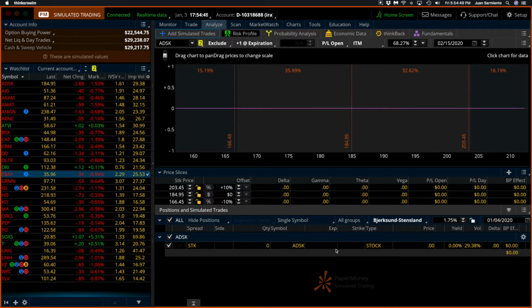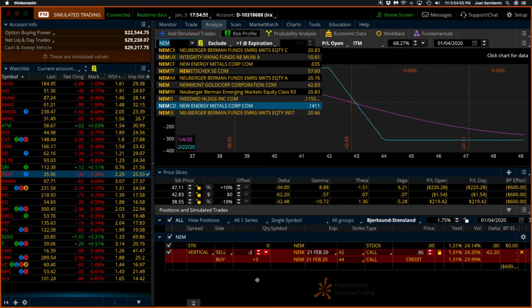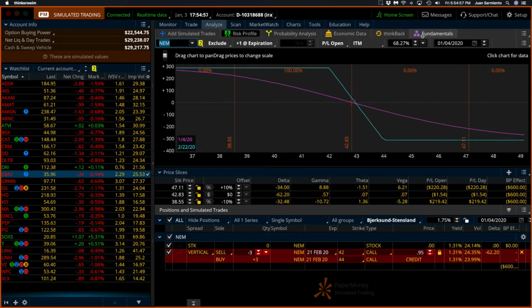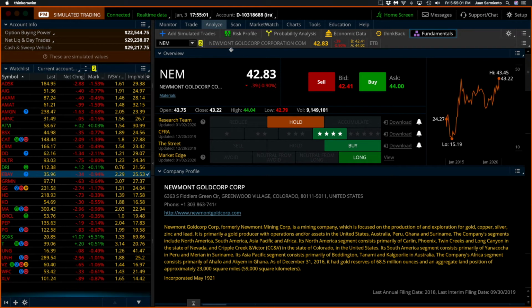The next one is NEM. By the way, if you want to see what this company is, click on the fundamentals. It now will tell you what the name of the company is and what it does. This is Newmont Gold Corp. It's a mining company, and sounds like a good idea.